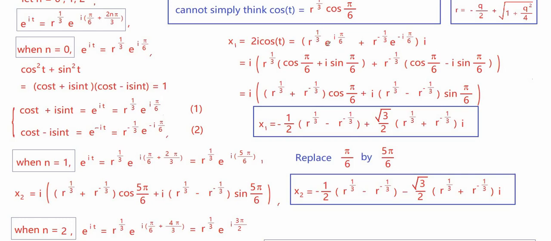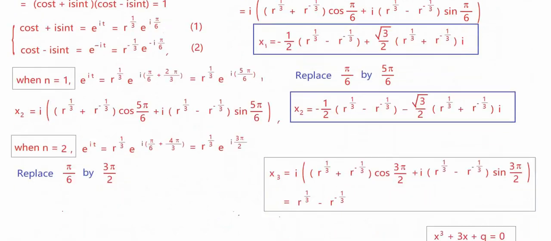1 plus 2, we get 2 cosine t. And multiplied by i, we get x1 with this pattern. So this is R to the 1/3 power, this is R to the negative 1/3 power. So break it down, expand it now, put cosine pi divided by 6 together and sin pi divided by 6 together, and we get this pattern, this number, and we get the x1 value like this.